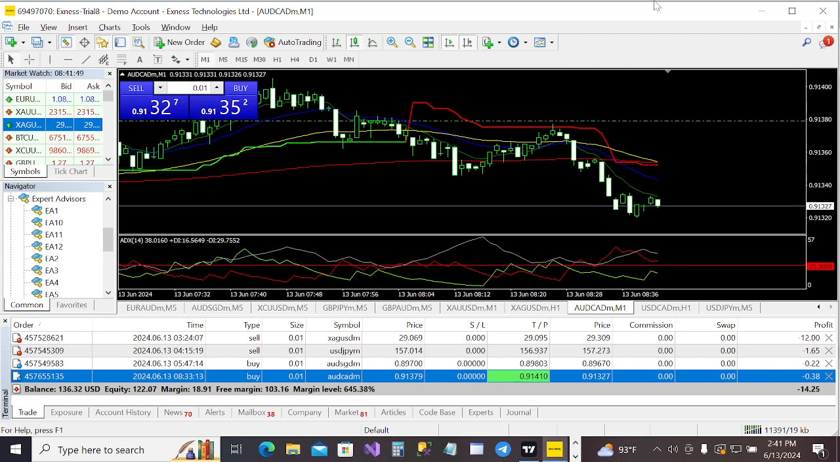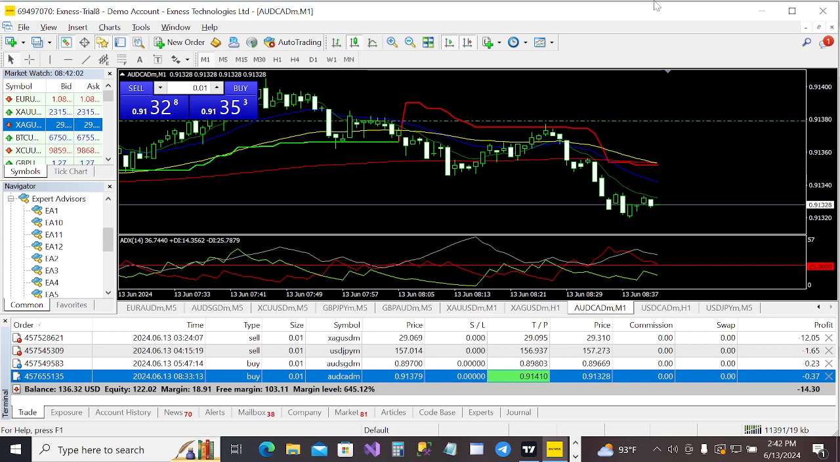4. Trailing stop order. A trailing stop order is a type of stop order that moves with the market price. If the market moves in your favor, the trailing stop price moves accordingly, maintaining a set distance from the current price. This helps lock in profits while limiting potential losses.